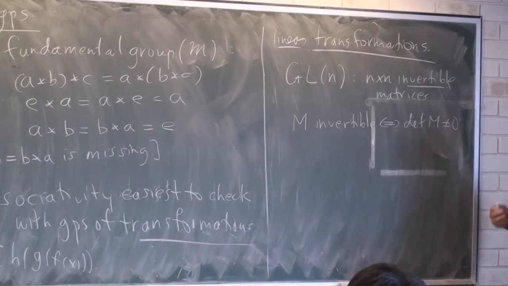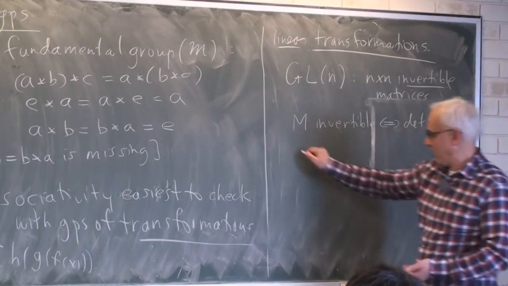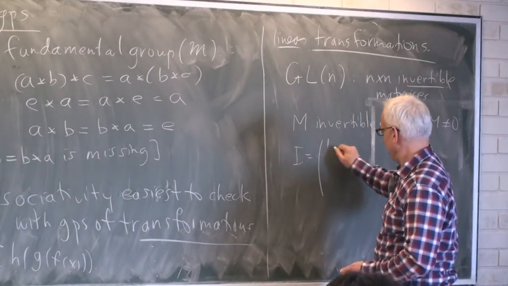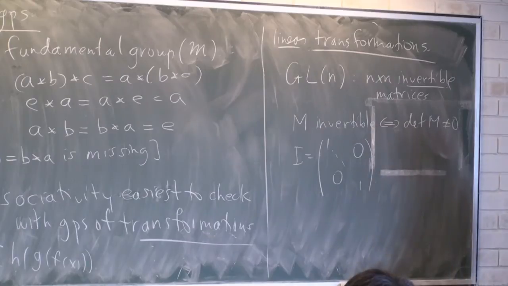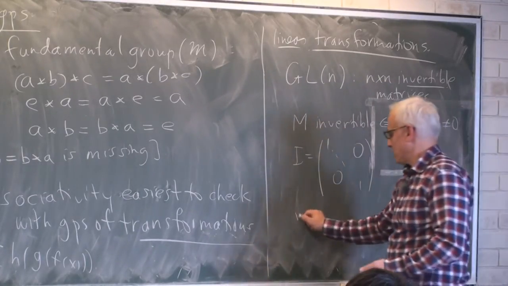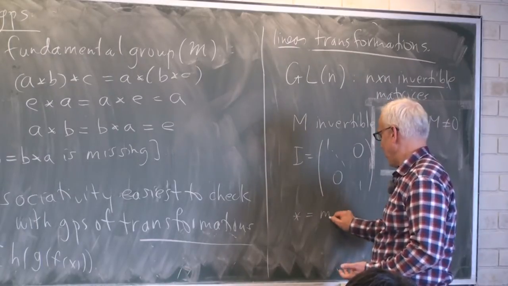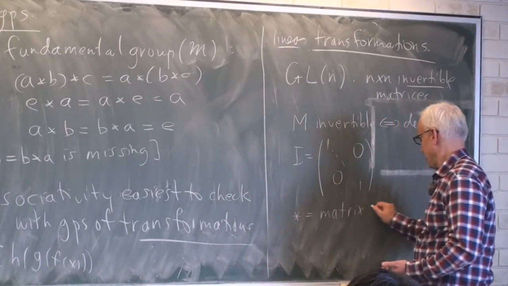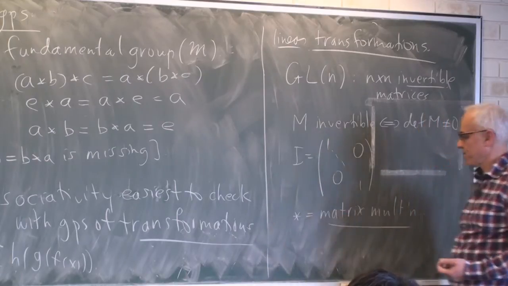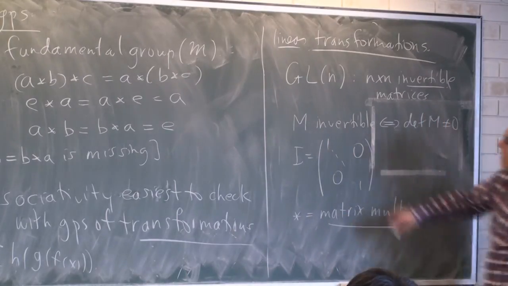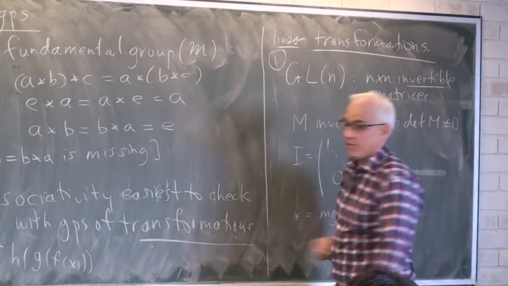GL_n is a group. If it's invertible, it means that there's an inverse. The identity element is the usual identity matrix, and the operation is matrix multiplication. That's the number one example of a group.